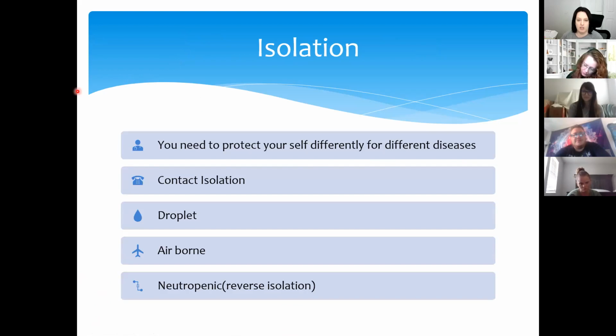Okay, so isolation. Isolation is going to help protect other patients and other people who do not have the microorganism infection. So we need to protect ourselves differently for different diseases. When we go into an isolation room in the hospital, there are different types of isolation. They are contact, droplet, airborne, and neutropenic, or reverse isolation. And we will talk about each of these.